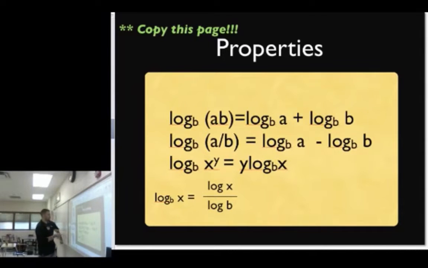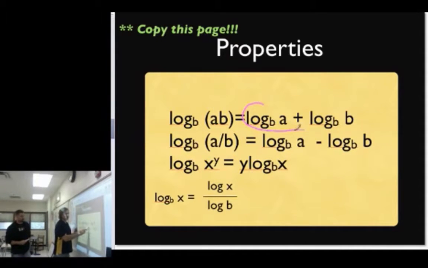If I have the log base b of two numbers that are multiplied together, I can break that up into the log base b, notice the bases are the same, of the first number, plus the log base b of the second number. And backwards. If two logs are being added together, addition in logarithms means multiplication.